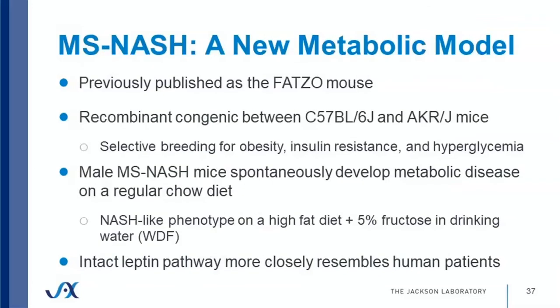More recently, the MS-NASH mouse model was generated to help better mimic the human NASH pathogenesis. This model has also been published under the name Fatso mouse. This is a recombinant congenic mouse model generated by selectively breeding C57 Black 6J and AKRJ mice, at every generation selectively breeding for obesity, insulin resistance, and hyperglycemia. Male MS-NASH mice spontaneously develop metabolic disease on a regular chow diet, and if given a high-fat diet supplemented with fructose in the drinking water, these mice will develop liver phenotypes. As this model has an intact leptin pathway, it may more closely resemble human NASH patients compared to the previous models we've discussed.